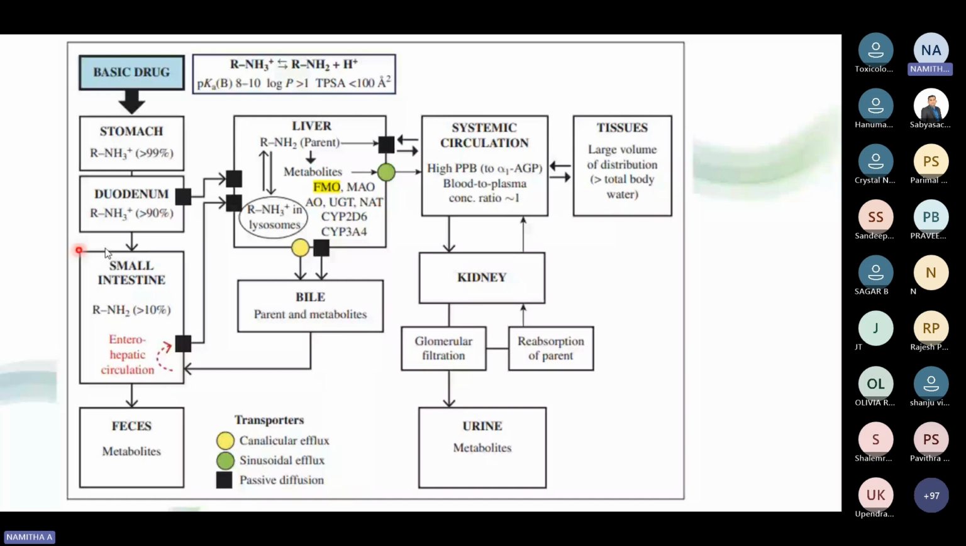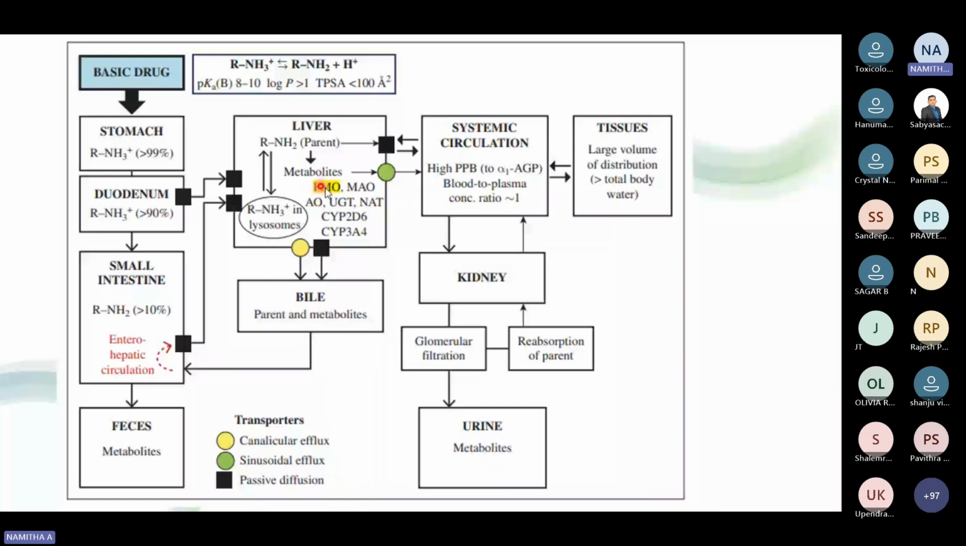Once we take up the basic drugs, it enters the stomach. Since it is a basic drug, it is not absorbed in the stomach. It enters the duodenum. By passive diffusion, it enters the liver. In the liver, it gets metabolized with the help of flavin monooxygenases, monoamine oxidases, UGT, NAT, CYP2D6, and CYP3A4 enzymes. Some of it gets absorbed from the small intestine and enters the liver. The same procedure happens, and then from the liver, it enters the systemic circulation.